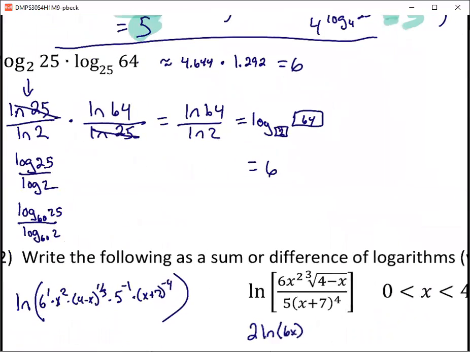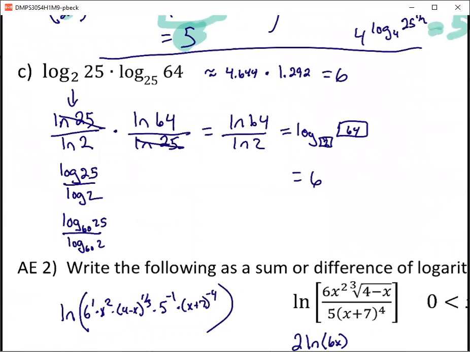For problem number C, log base 2 of 25 times log base 25 of 64.